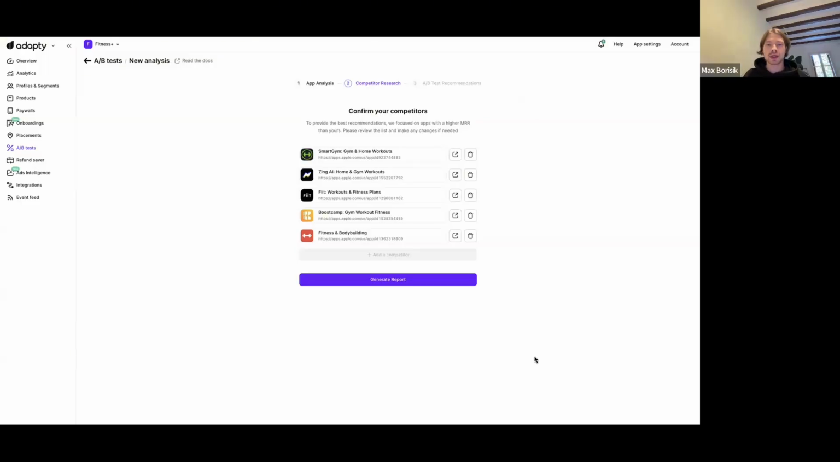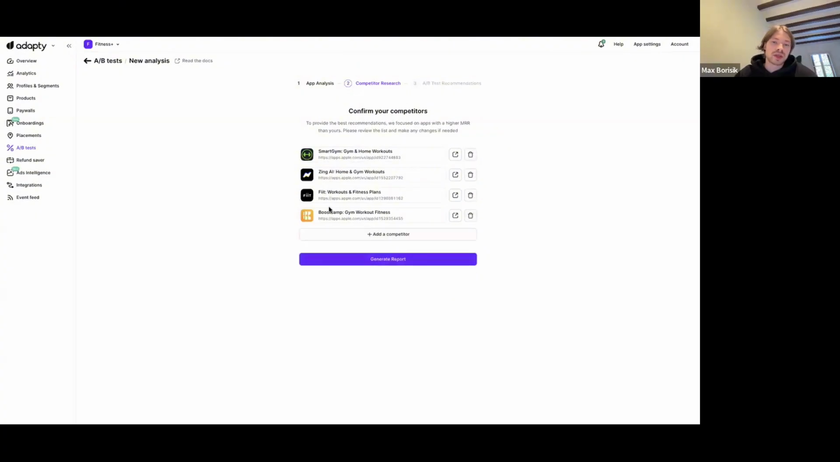So for this reason, we provided an opportunity to change them. If, for example, I know for sure that this app is not that insightful for me because they're smaller than I am, and I don't want to get any insights from their monetization strategy, I can just simply remove it. And for example, let's do the same with the Boost Camp app. And we can also add others if we have any ideas.